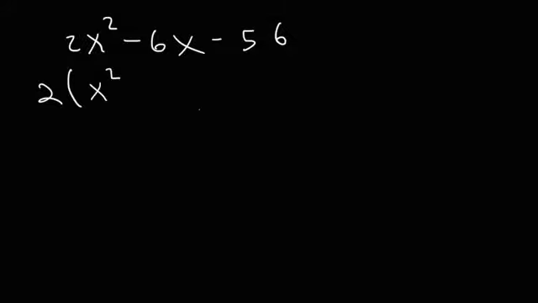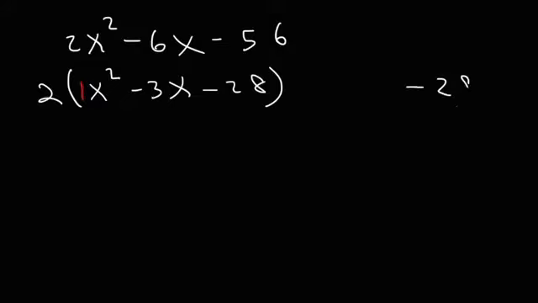Try this one. 2x squared minus 6x minus 56. Now notice that the leading coefficient is not 1, it's 2. So what you want to do first is see if there's a GCF that you can factor. Notice that all of the coefficients are even. So we're going to try factoring out a 2. 2x squared divided by 2 is x squared. Negative 6x divided by 2 is negative 3x. Negative 56 divided by 2 is negative 28.